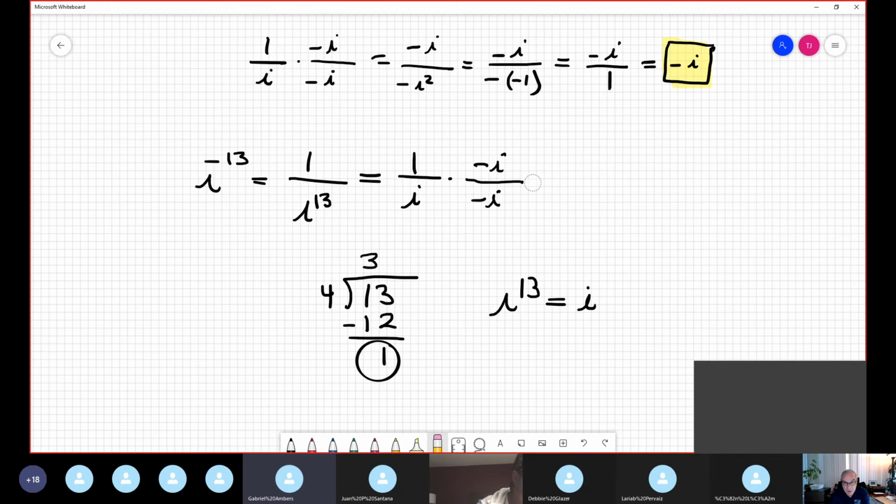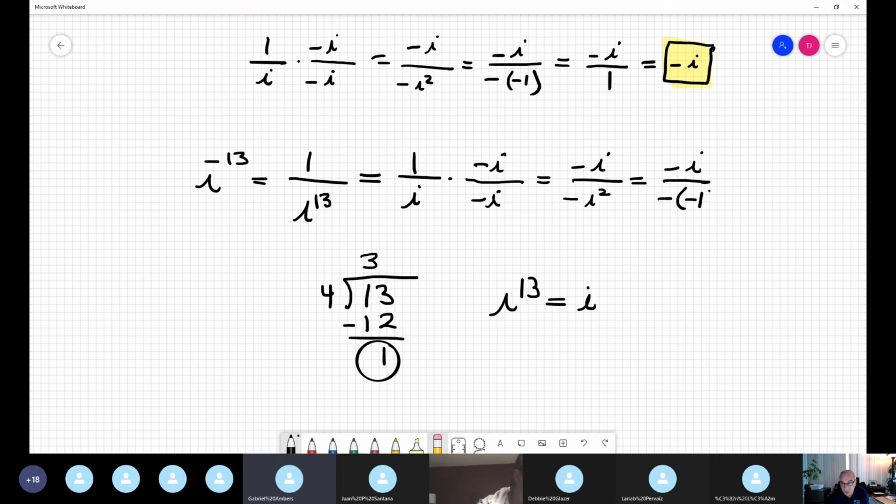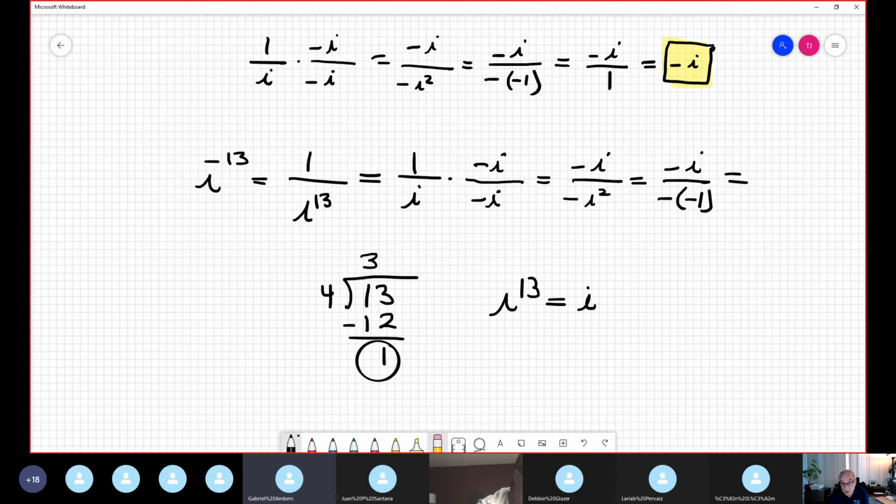Then, okay, in the top we have negative i. In the bottom we have negative i squared. But I know that i squared is negative 1. Negative 1, double negative becomes positive. And you know that it's invisible, divided by 1. And the answer is negative i. Again, repetition, the same as before.